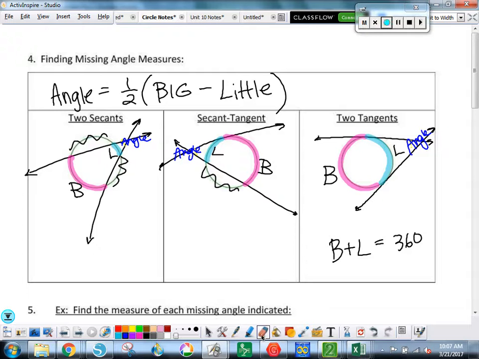Now, really quick, just to note, if on this one you only know that this is 100, is there any other information that you could figure out to help you solve this problem? Subtract it from 360, so this guy would be what? 260. Good. And then we could use that formula to figure out this angle. So we'll come back and we'll do that one in just a second. We just need to find the big and little. And then subtract and divide by 2.